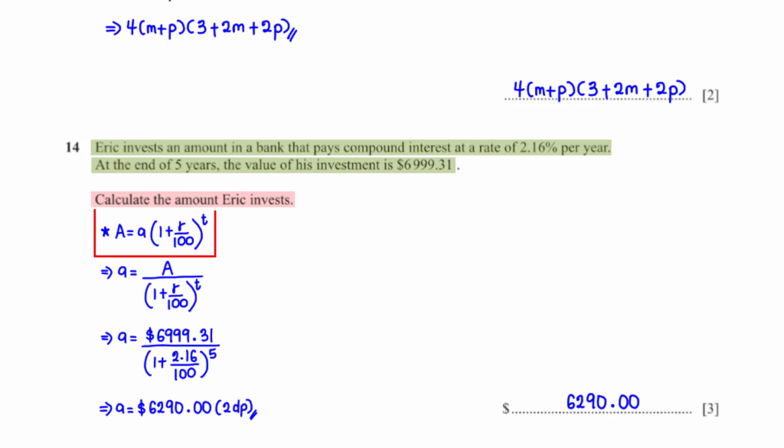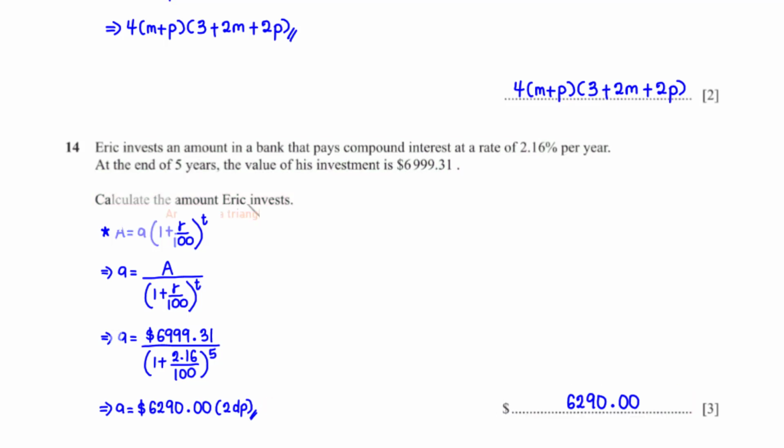In this case, we need to apply the compound interest formula. We are interested in finding small a, which represents the initial amount Eric invested. Big A represents the final value of his investment, which is $6,999.31. R is the annual rate, which is 2.16%, and T is the time duration, which is 5 years. When we type this into the calculator, we get $6,290.00, rounded to the nearest cent.